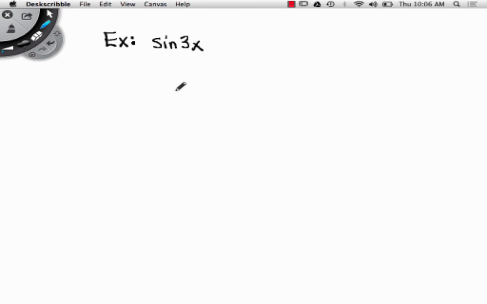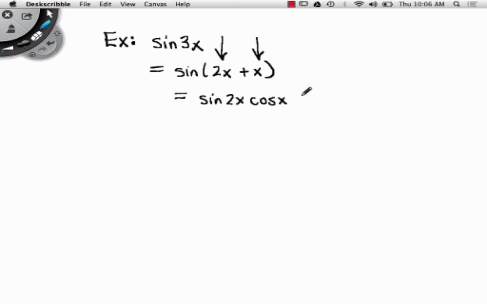Sine of 3x. The sine of 3x is equal to the sine of 2x plus x. Now, is 2x the same as x? No. Not a chance. So what do we have to do? We've got to use 5.4 because they're not the same. So this becomes the sine of 2x cosine of x plus cosine of 2x sine of x.